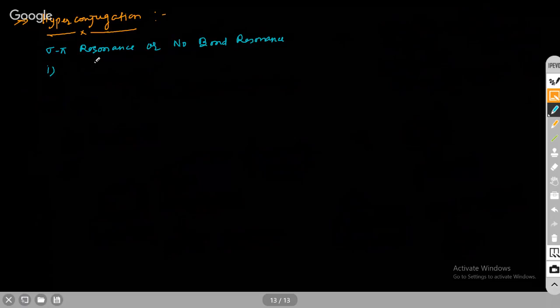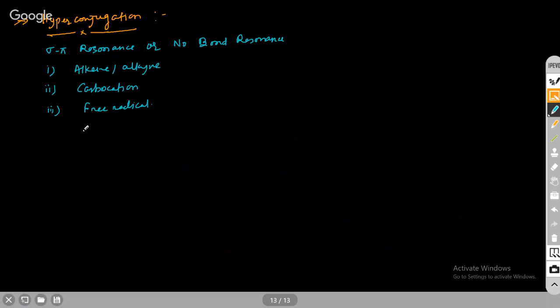Hyperconjugation is only possible in case of alkene or alkyne, in case of carbocation, and the last possibility we have is in case of free radical. Carbanion does not show hyperconjugation. Okay. Hyperconjugative structures are what?